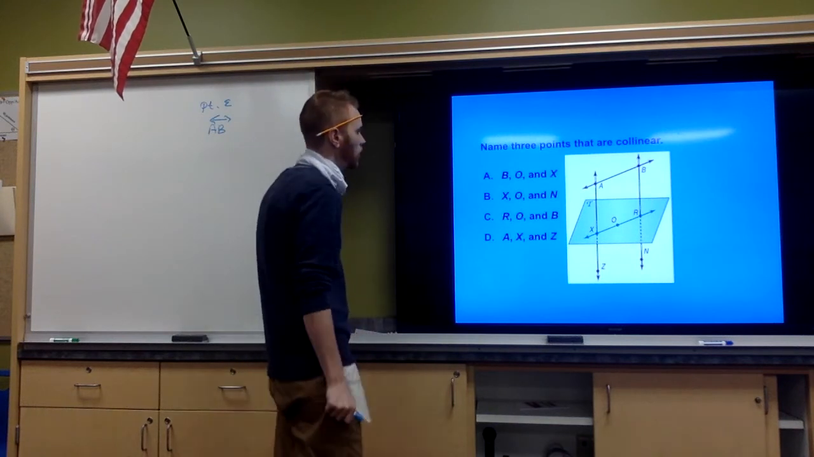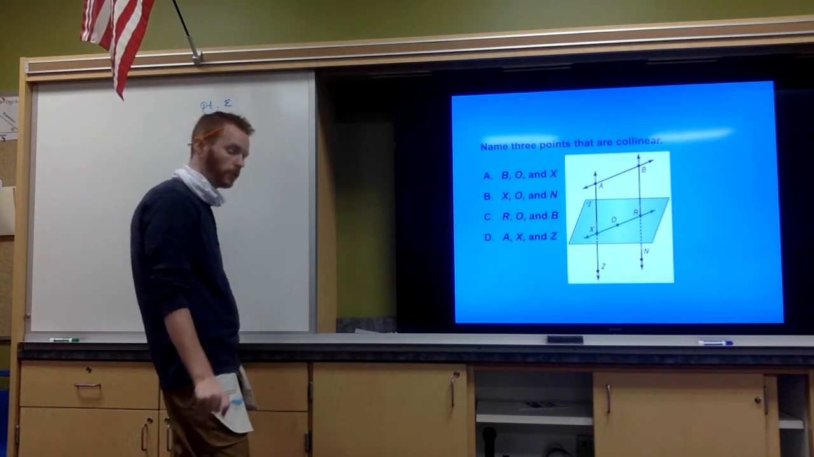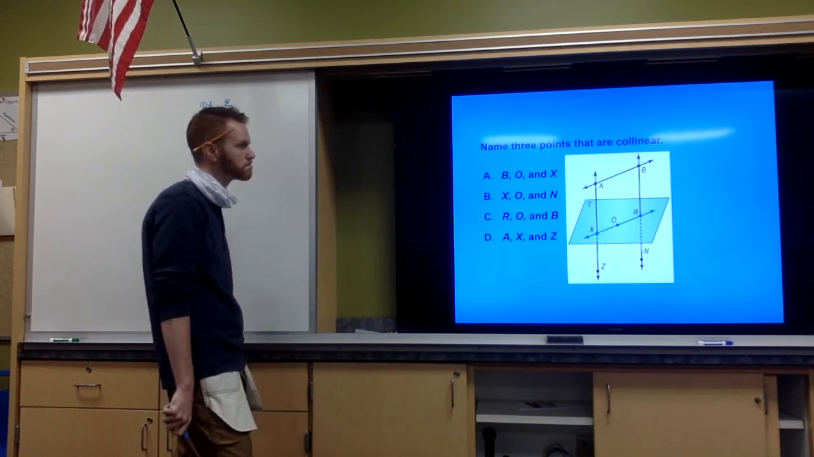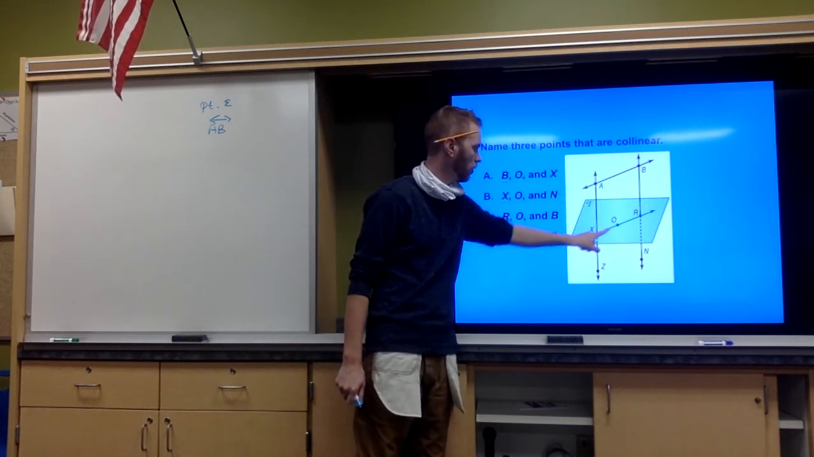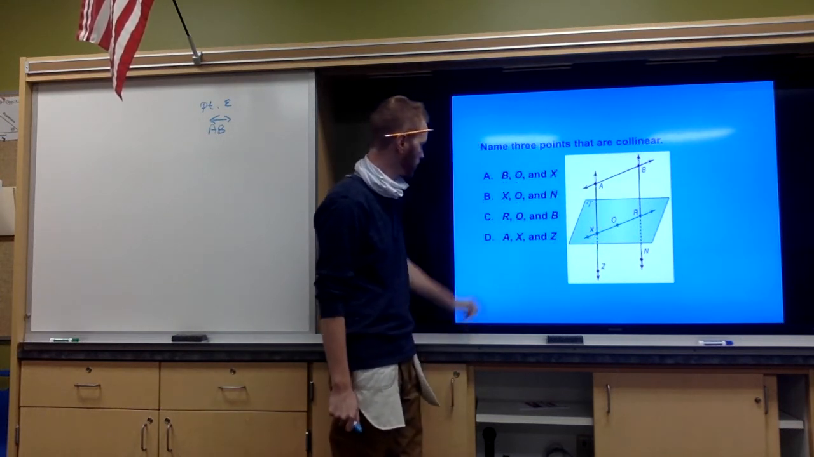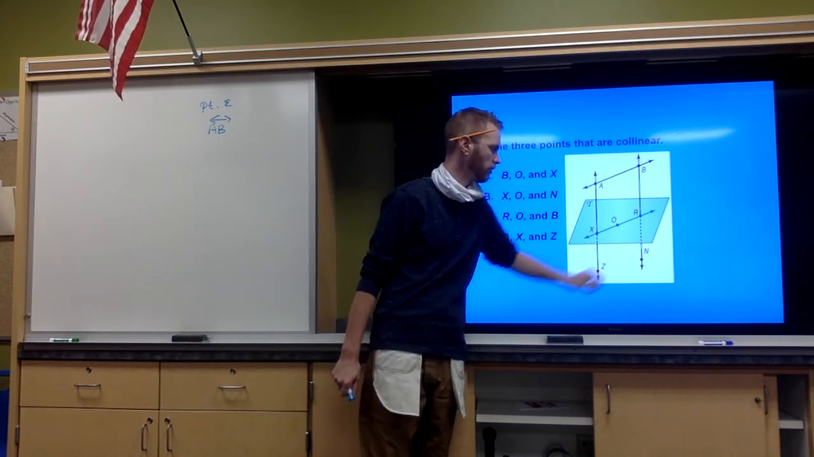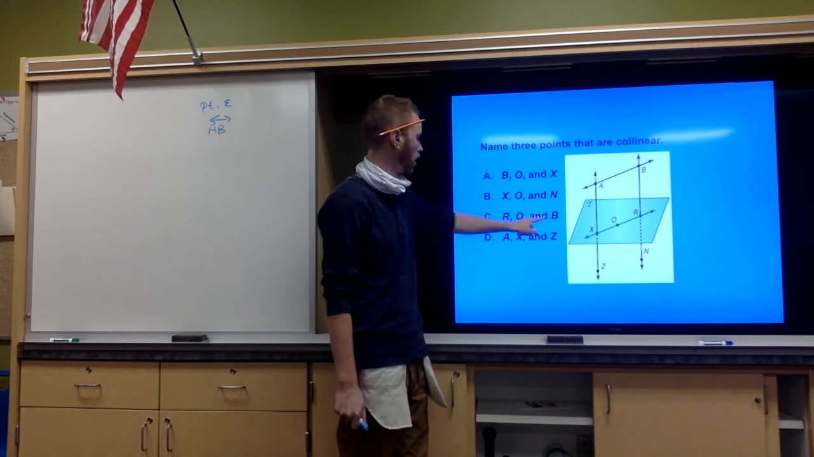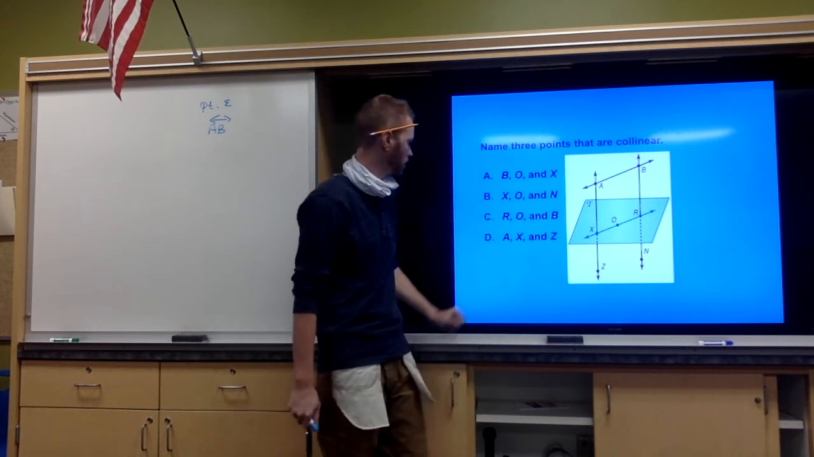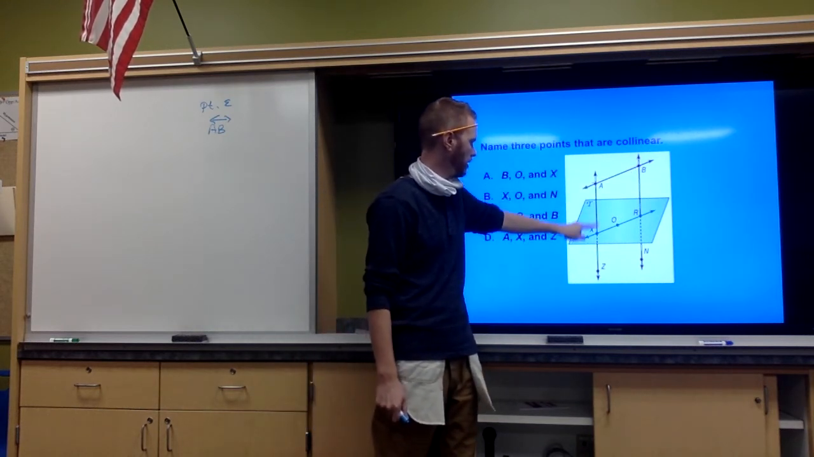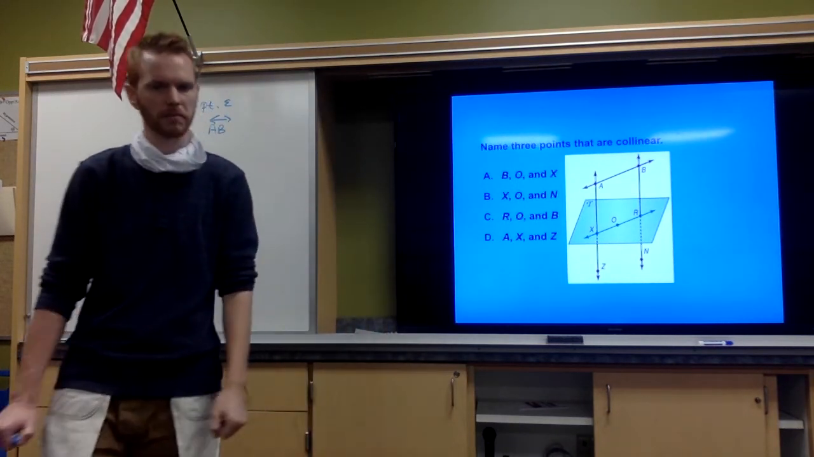Name 3 points that are collinear. Well, take a look at the picture. Collinear means they got to be on the same line. B, O, and X. They're not on the same line. X, O, and N. X, O, and N's down here. They're not on the same line. R, O, B. Nope, they're not on the same line either. A, X, and Z. Yep, D. D would be the collinear points. They reside on the same line.